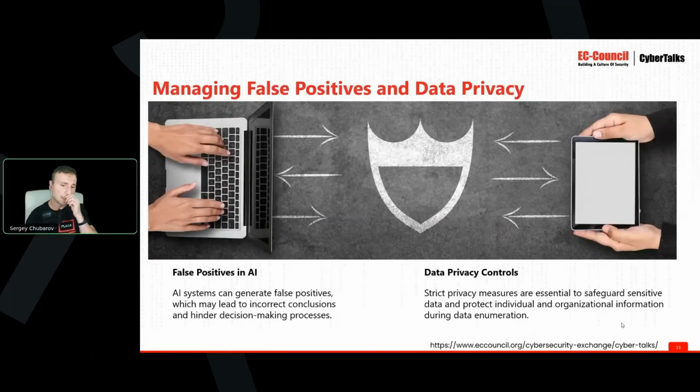Okay, data privacy controls. So there's false positives and data privacy. Also, strict measures are essential to safeguard sensitive data. We talked about this challenge previously, that AI will have some access to personal data. So we need to also safeguard our sensitive data.